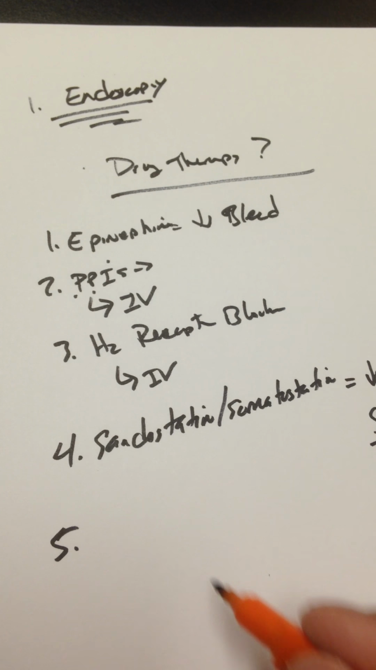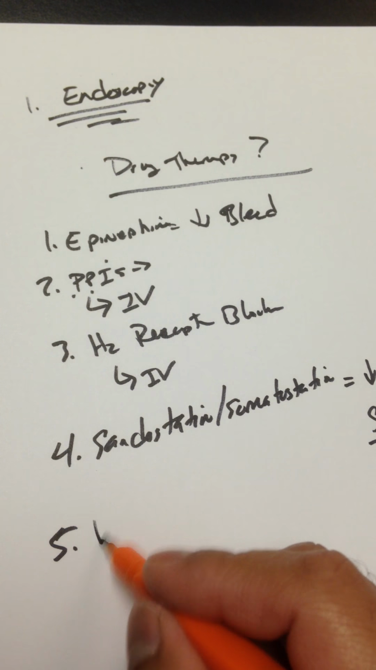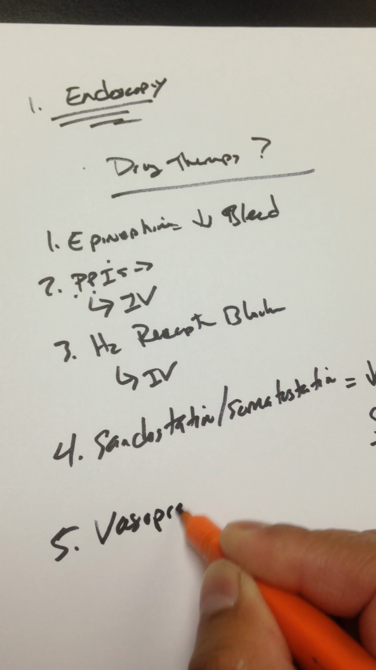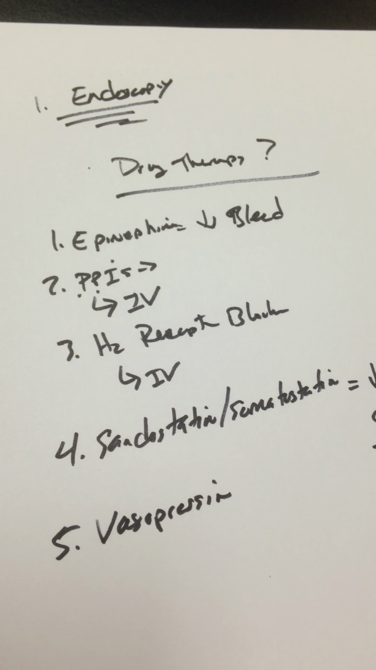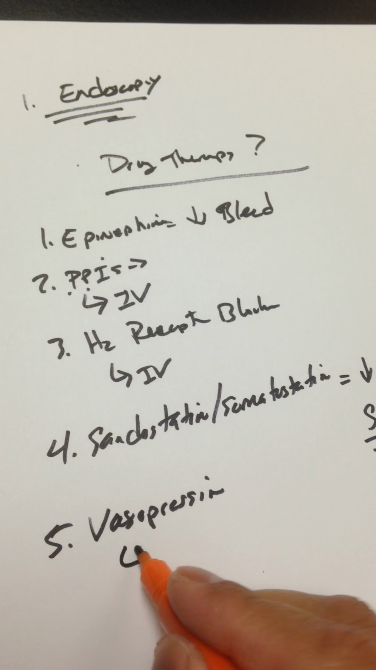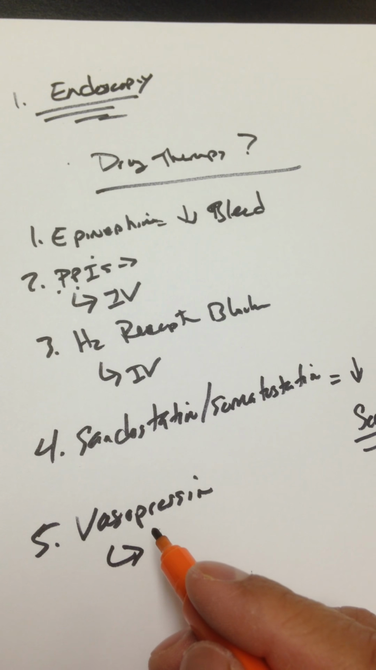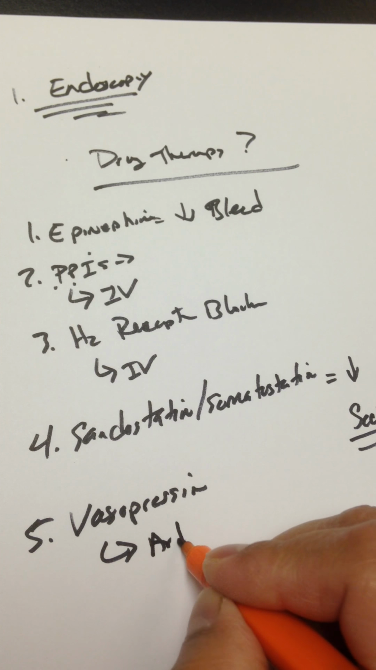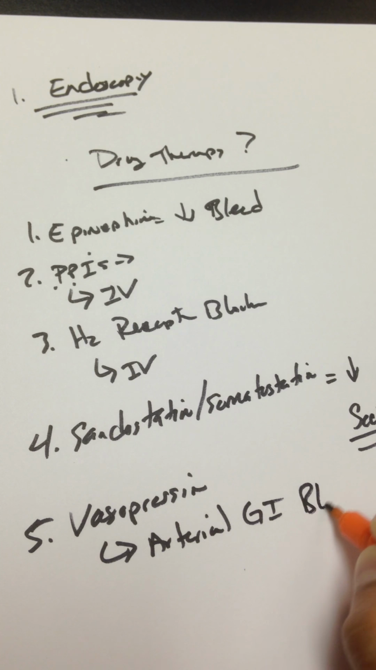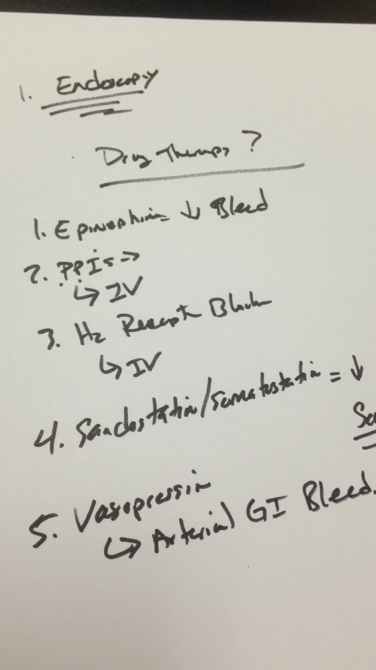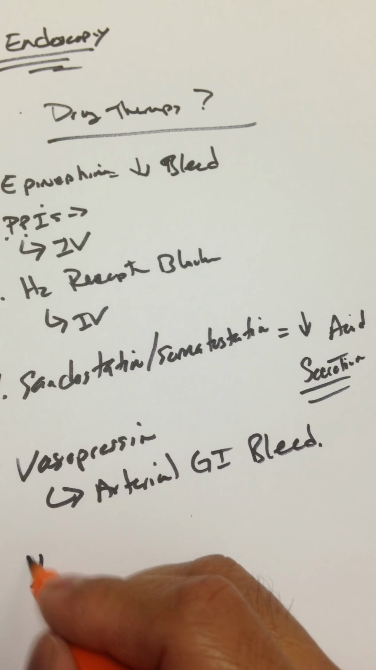You may also give vasopressin. This will be given, for example, for a patient that has an arterial GI bleed. And again, make sure you know this for your NCLEX.